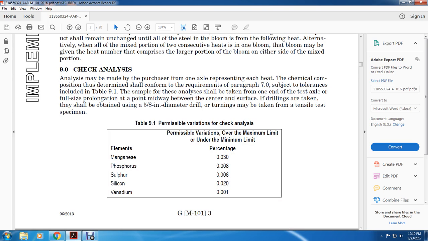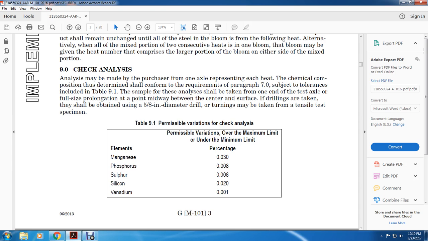Analysis made by the purchaser of one axle representing each heat with the chemical composition determined shall conform with the requirements of paragraph 7.0, subject to the tolerance including Table 9.1. The sample for the analysis shall be taken from one end of the axle, and full-size prolongation at the point midway between the center and surface. The drilling should be obtained with a 5/8 inch drill diameter. Turnings may be taken with a tensile test specimen.